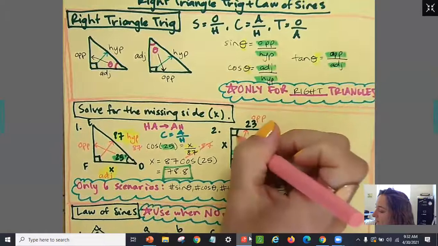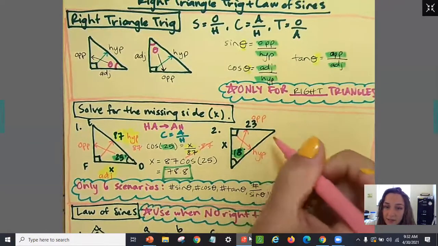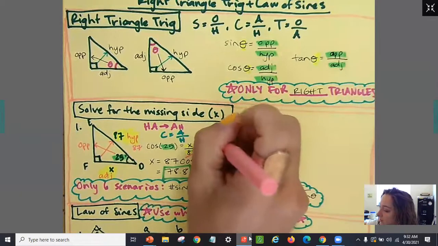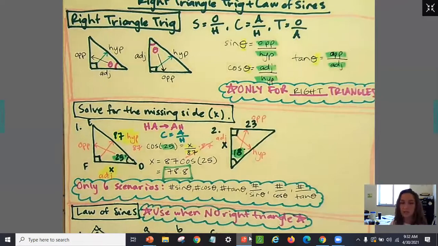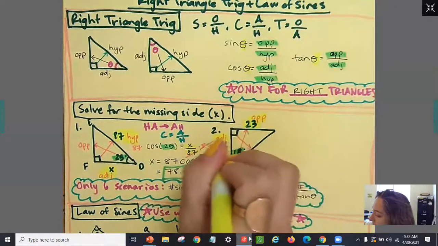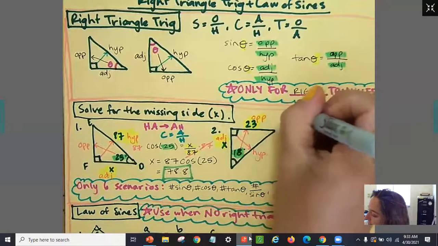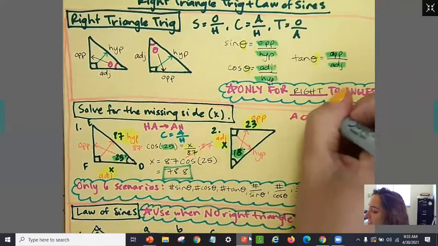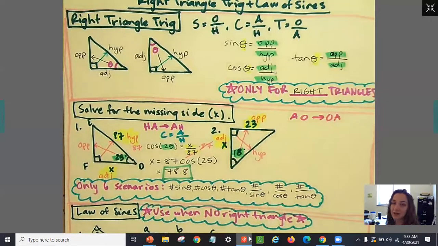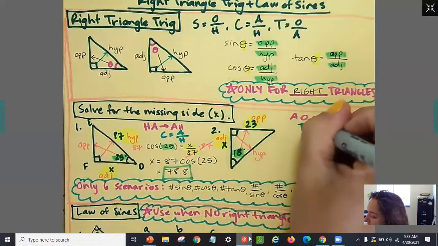Then I want to label my hypotenuse. That's going to be across from the right angle. Notice there's nothing on this side. It's completely blank. And then the very last one is going to be our adjacent. Okay, so in this scenario, we have our opposite labeled, and we have our adjacent labeled. So since we have the adjacent and the opposite, it's easier to write this as OA, and you can see that that is going to be TOA. So we're going to be using tangent equals opposite over adjacent.